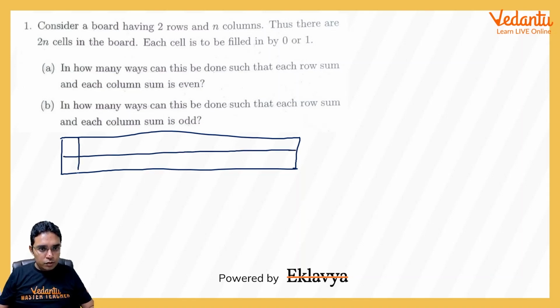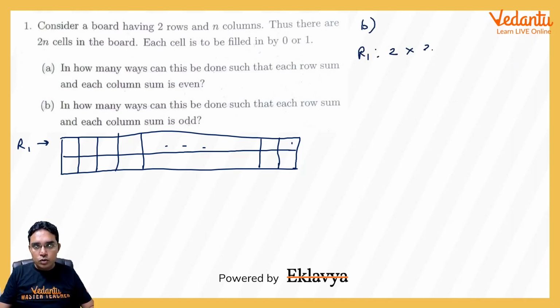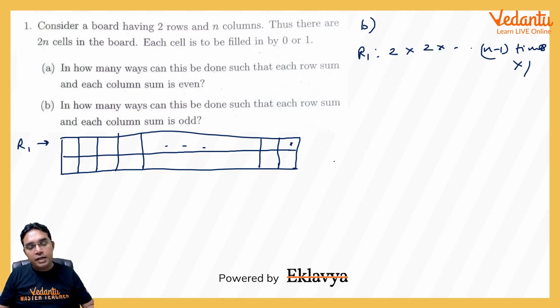So I have first column, second column, third column, fourth column and so on, n minus 1th column and nth column. So to fill R1, this time once again in this B part, I'll fill first cell by 2, 2, 2 and so on n minus 1 times. And once again, the last one will be filled accordingly. Whether sum till this point of time is even, then it will be 1. If sum till this point of time it is odd, then it will be 0, so that sum becomes odd. So filling R1 will be done once again in 2 power n minus 1 ways.